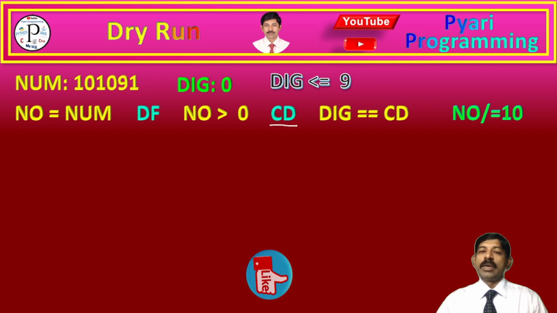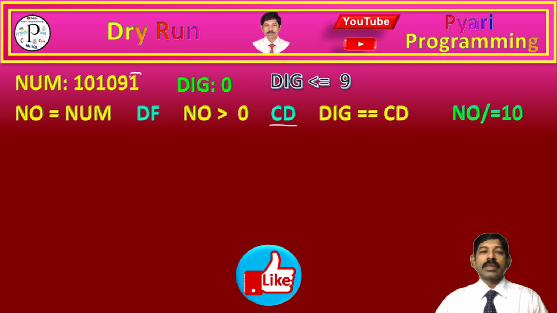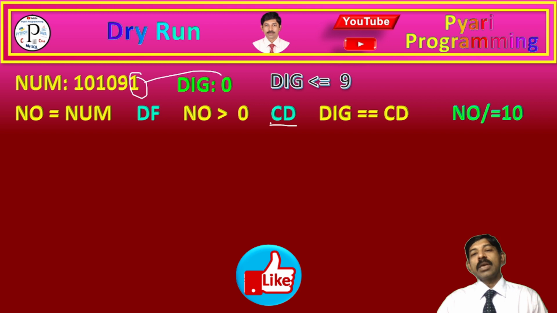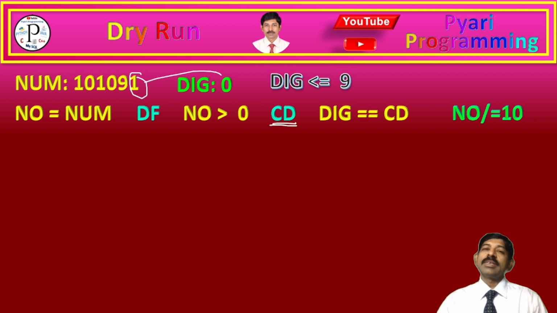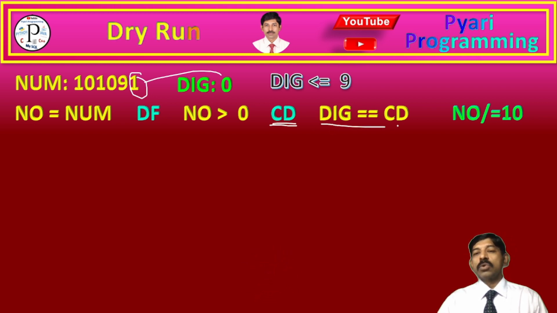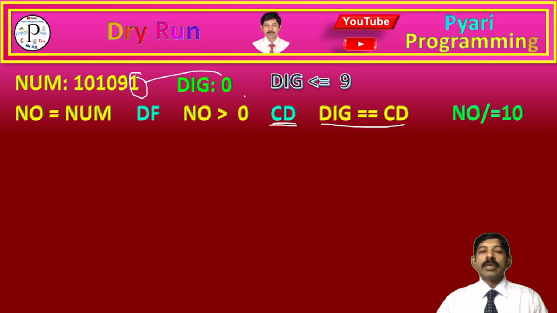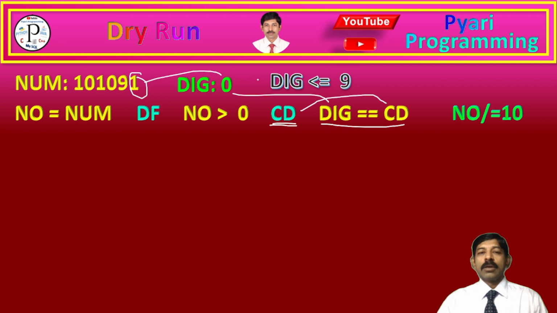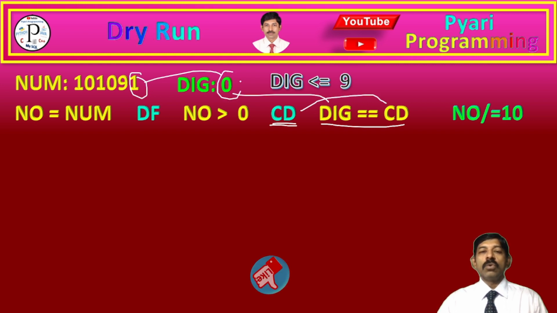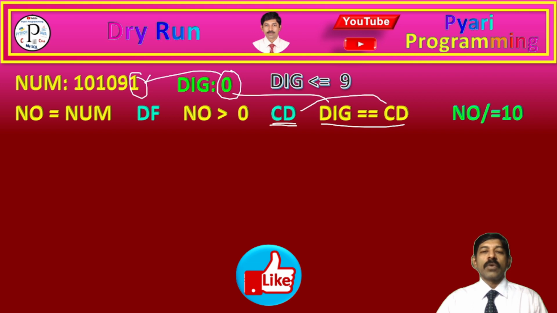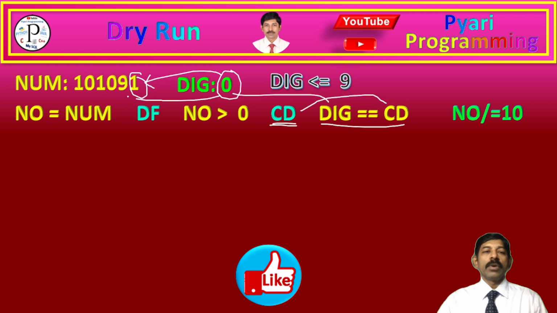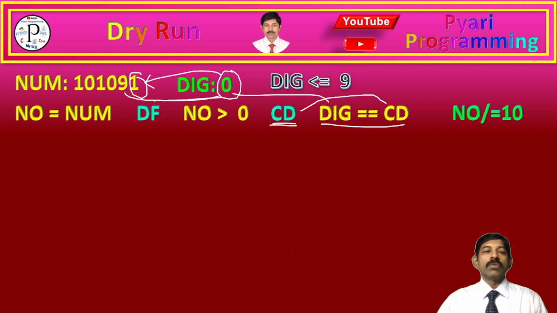CD stands for current digit. As I said, I will extract this digit and compare it with dig. So the current digit will now be stored in CD. dig is equal to CD. That means the digit that currently I am checking and the current digit that I have extracted. So here I am checking for 0 and the current digit is 1. So that's why my dig will be compared with 1. Next time dig will be compared with 9. Next time dig will be compared with 0, which is my current digit.